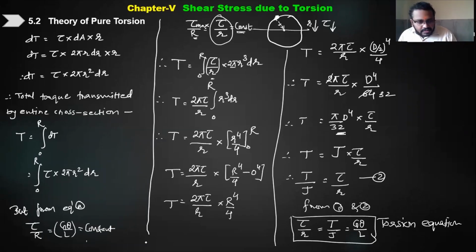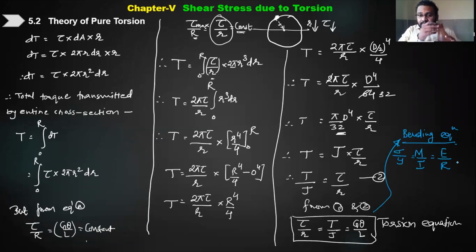Now if you see, this equation is exactly analogous to the flexural equation, or the bending equation, we have studied. What was the bending equation we have studied? Can anybody tell me? M by I equal to E by R equal to sigma by y. Let me write it: sigma by y is equal to M by I is equal to E by R. So is there any correlation between these two equations?